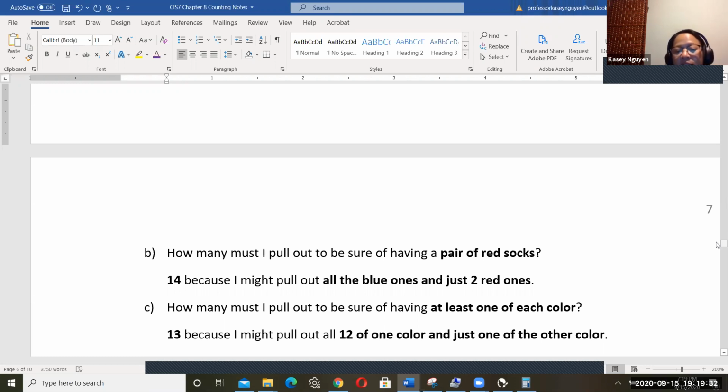Now for C, it says, how many do you have to pull to make sure that you have at least one of each color? Well, you have to do 13 because you might get 12 of the blue and then the 13th one would be the red. Any question?